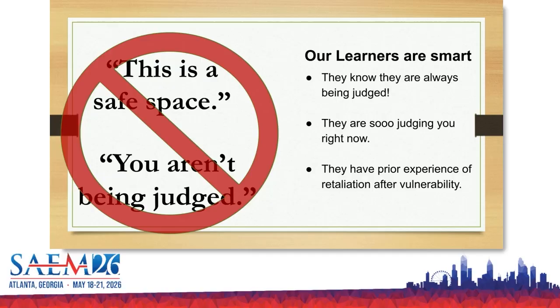They know they're being judged. They are so judging you while you're talking. So when you say, "this is a safe space, no judgment," they're sitting there judging you right then, and they know that it's a lie. And then they have prior experience of retaliation after they're vulnerable. So everybody's carrying these things with them. So how do you make them feel as safe as possible?